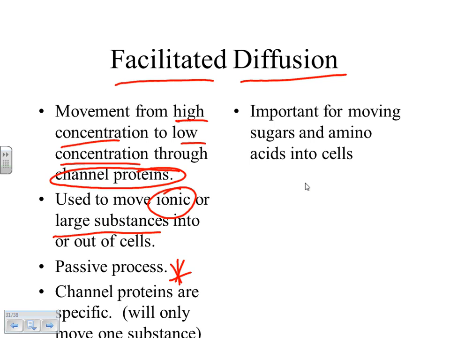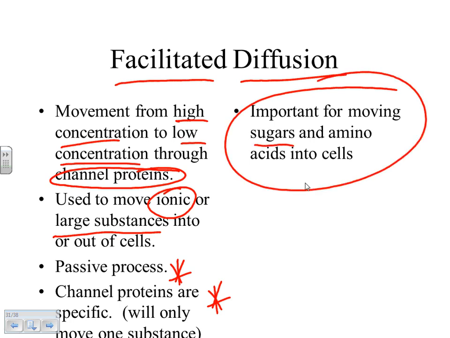A couple of other notes about facilitated diffusion. These channel proteins that are involved in the process are very specific. They typically are only going to work for one particular substance. And then one other note. This process is really important for moving in sugars, which can be polar, can also be fairly large, and also amino acids, which can be charged and also polar. This is how they get in and out of cells oftentimes.